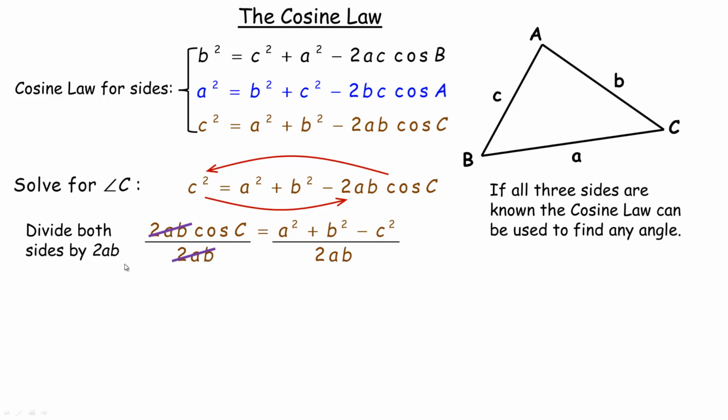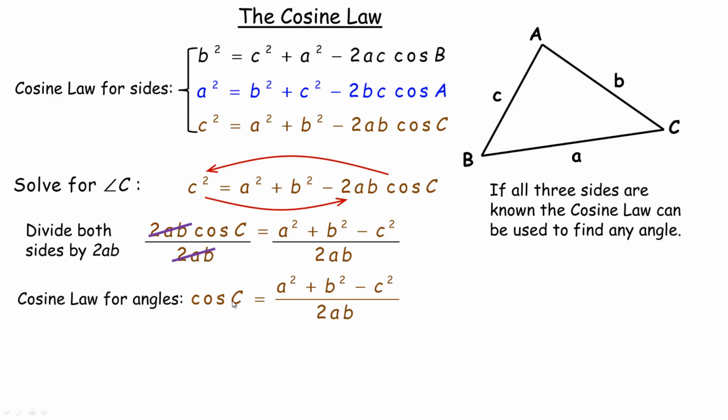And then it looks like this. So we have just cos C on the left here, equals a squared plus b squared minus c squared over 2ab. Again, if you know the three sides, you can find any angle. So that's the cosine law, what it looks like for angles.